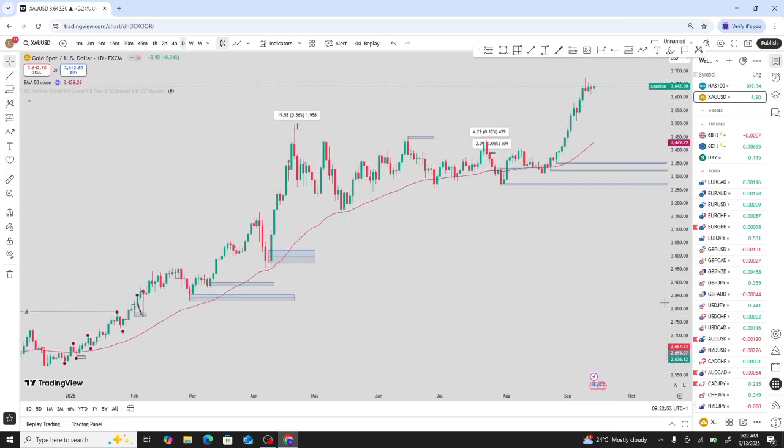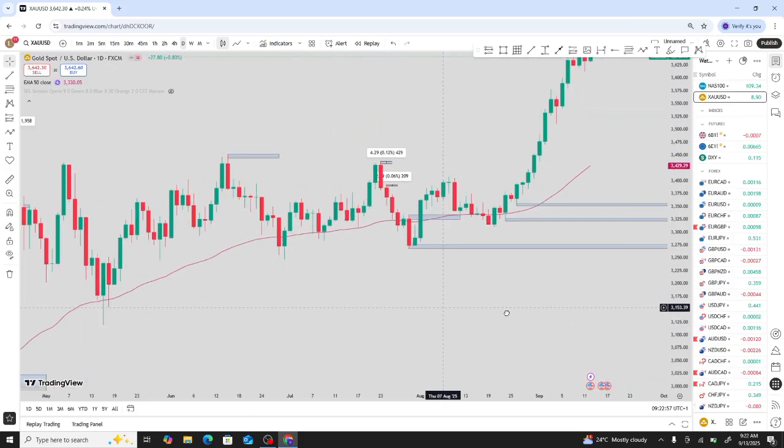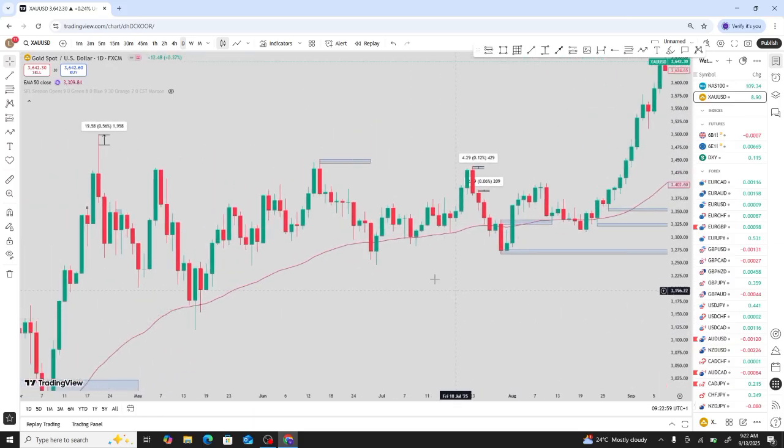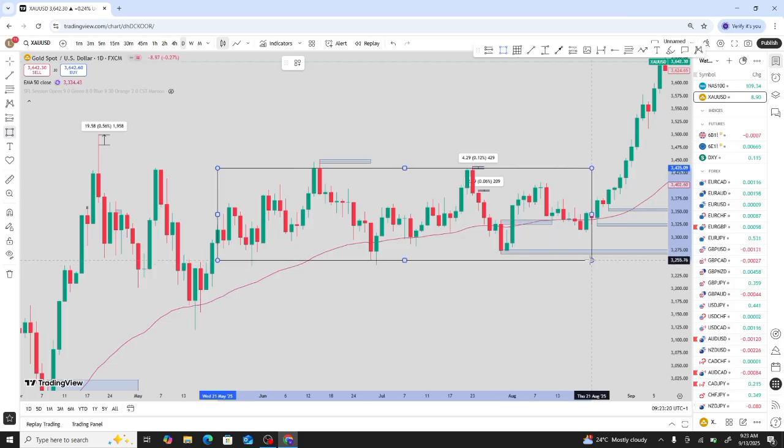This is gold on a daily time frame. You can see in the past, show me a range around here. Show me a range in this chart. If you look closely, you will find out that this is a range. All of this space is a range, even up to here, it is a range.